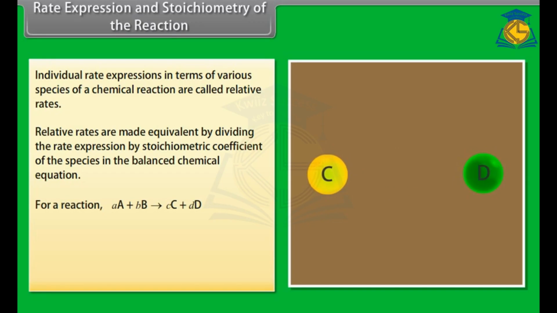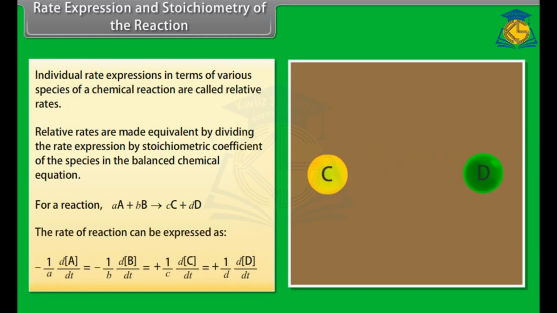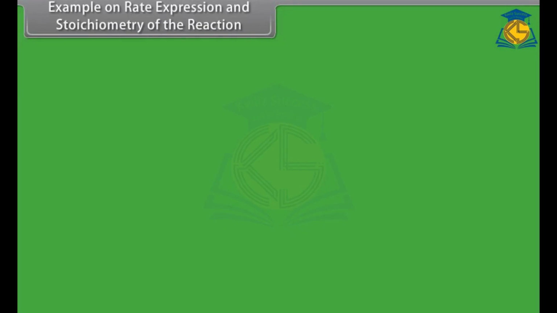For a reaction, small a, capital A plus small b, capital B makes small c, capital C plus small d, capital D, the rate of a reaction can be expressed as follows.